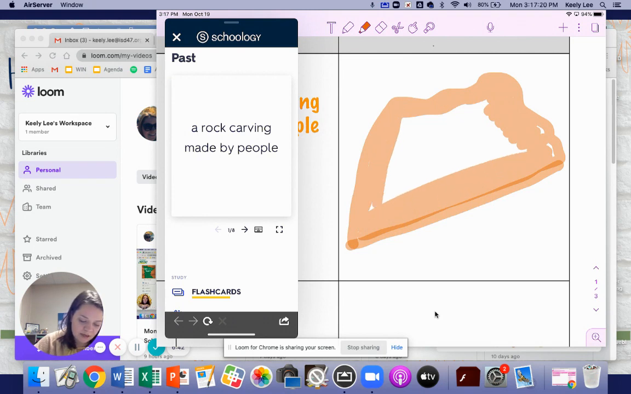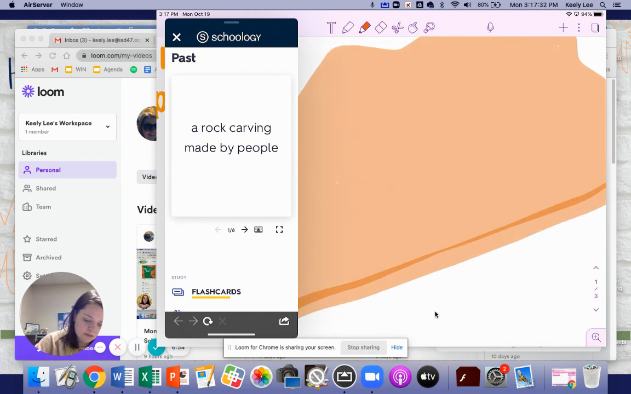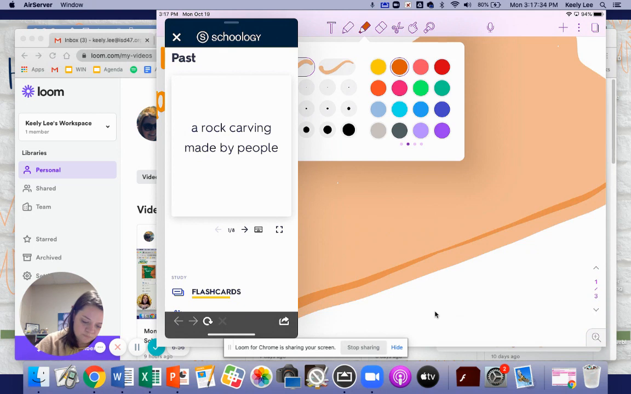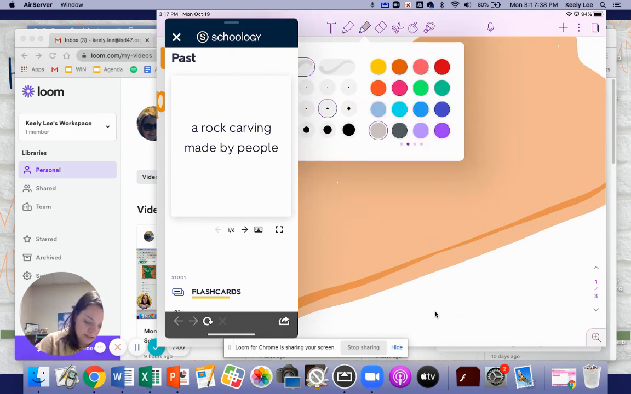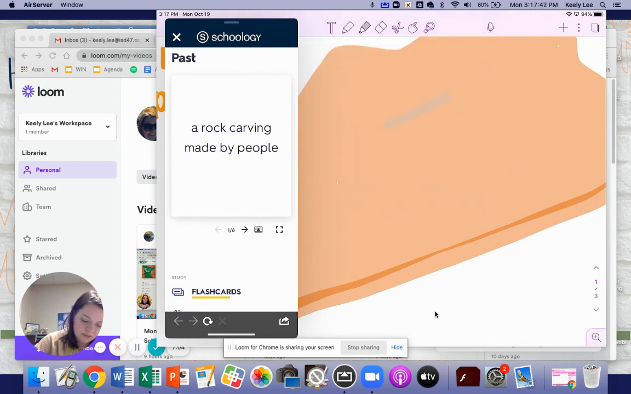Okay, remember the highlighter often does this double up, which is okay. Okay, so here's our rock. And then we're going to do that carving. Okay, we did this, then we did this.